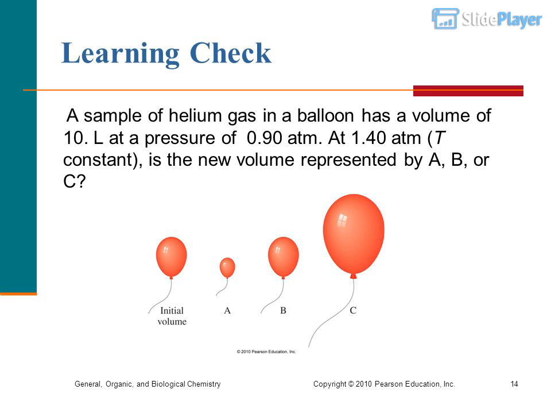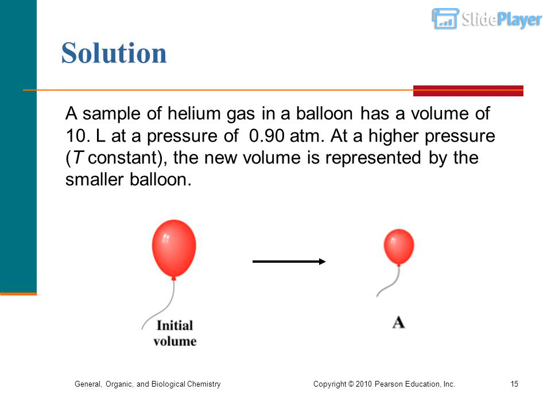Learning check. A sample of helium gas in a balloon has a volume of 10 L at a pressure of 0.90 atmospheres. At 1.40 atmospheres, T constant, is the new volume represented by A, B, or C? Solution. At a higher pressure, T constant, the new volume is represented by the smaller balloon.